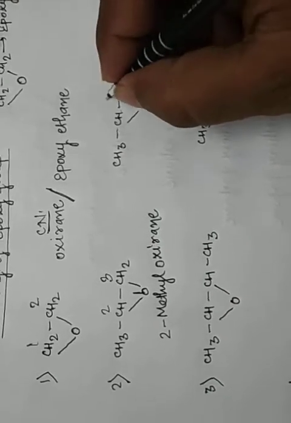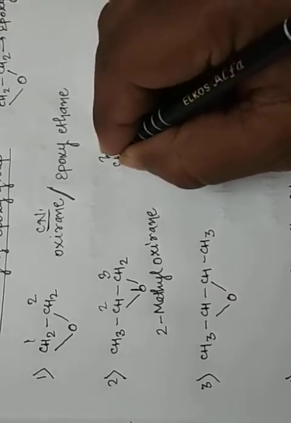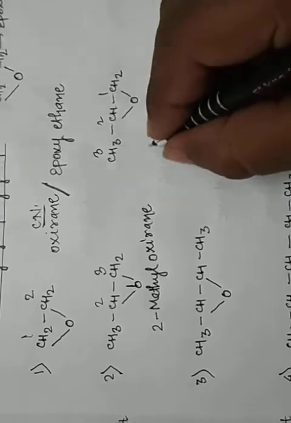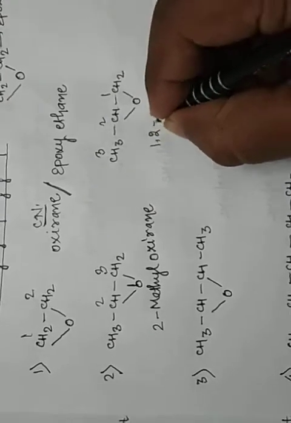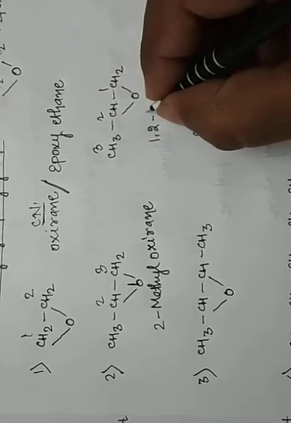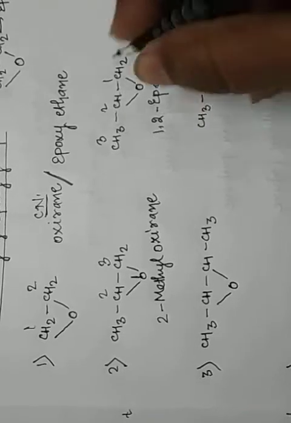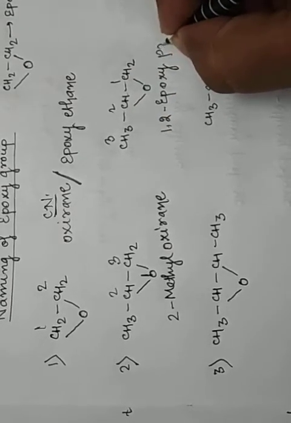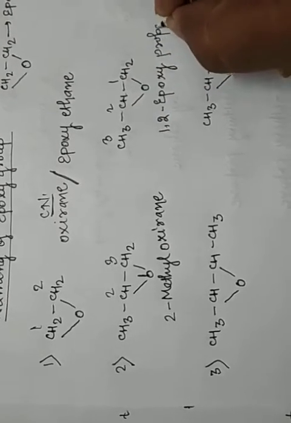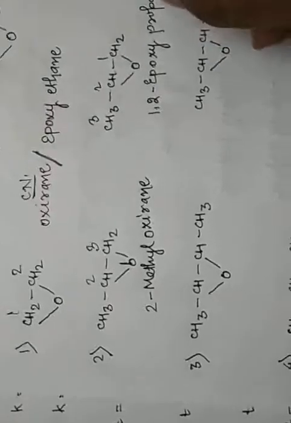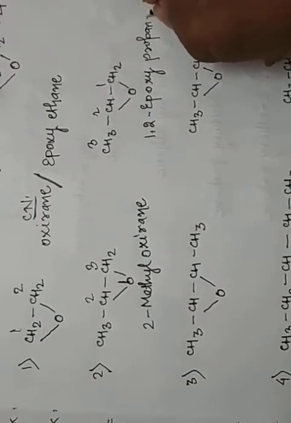Okay, this is the common name. Now how to write the IUPAC name? You know very well. Simple, 1, 2, 3. So 1, 2 is attached with oxygen. So 1, 2, and the group is known as epoxy. So 1,2-epoxy, and there's a 3 carbon, it means propane. Clear? 100% clear? This is propane.